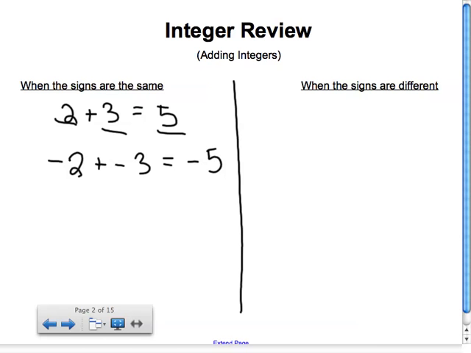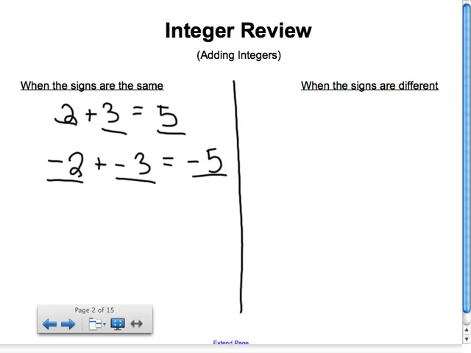Okay? So this is a negative 2 and a negative 3. You'd ask yourself, well, negative 2 and negative 3 are both negatives. We're adding, so therefore I'll keep the sign, and my answer will be negative 5. You can think about this also as owing your buddy $2 and then owing them 3 more. In all, you owe them $5.